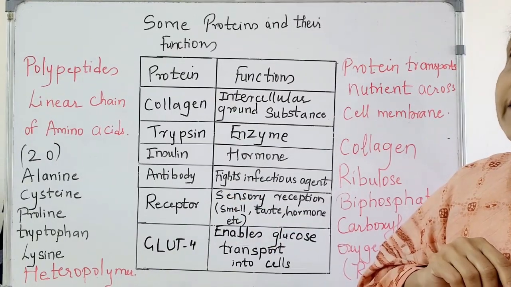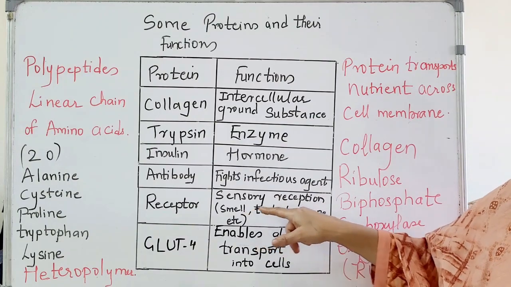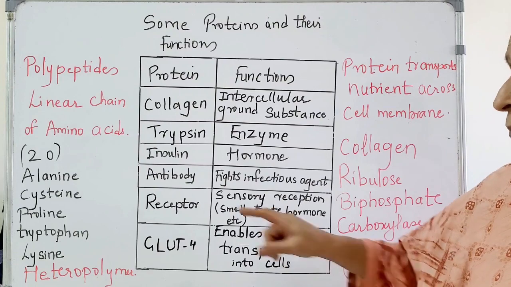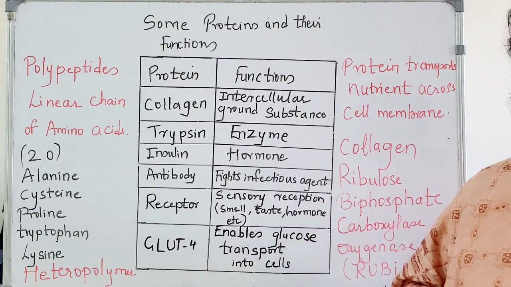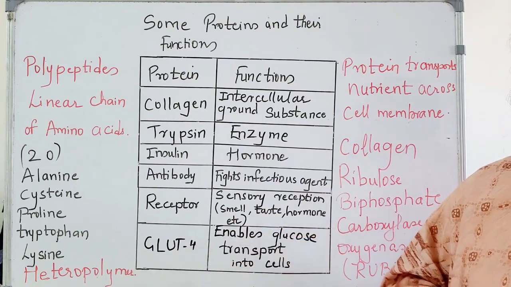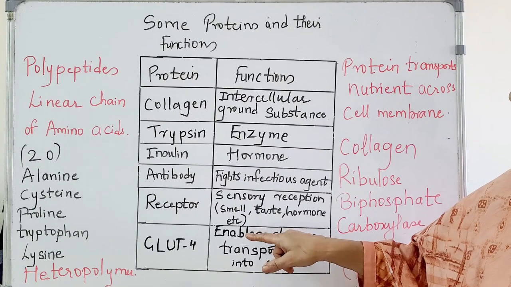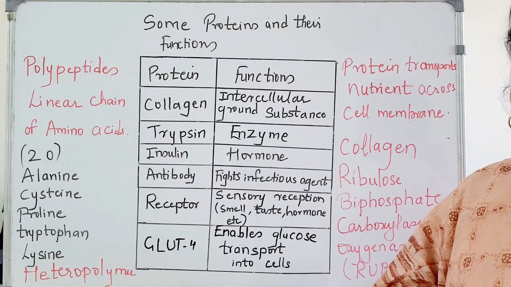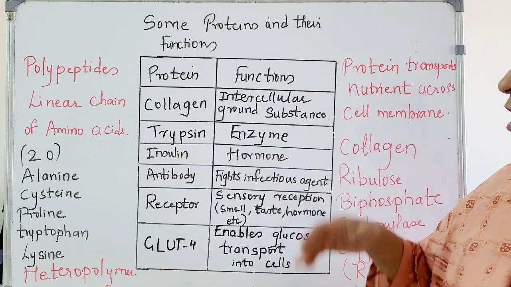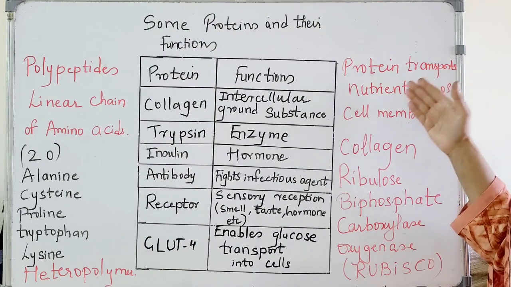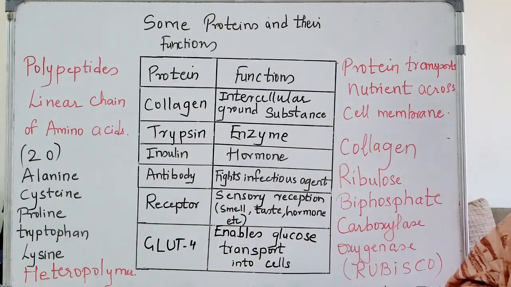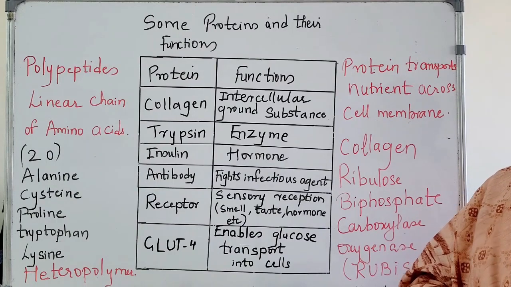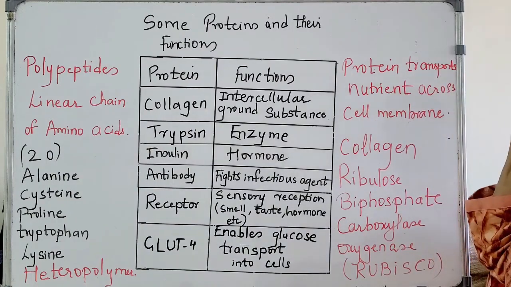Receptors, sensory receptors like smell, taste, all those receptors are made up of protein. Now GLUT4, that is glucose transport system 4th type, that enables glucose transport into the cells, is also made up of protein. Now other functions, proteins transport the nutrients across the cell membrane. Inter-exchange of the nutrients from the cell membrane is done by the protein.